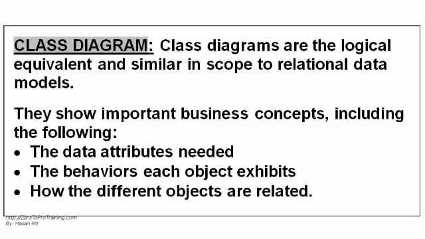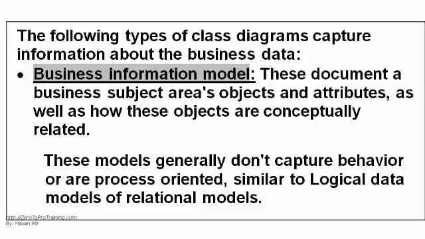Next, class diagram. Class diagrams are the logical equivalent and similar in scope to relational data models. They show important business concepts, including the following: the data attributes needed, the behaviors each object exhibits, and how the different objects are related. Next, the following types of class diagrams capture information about the business data. Business information model. These document business subject areas, objects and attributes, as well as how these objects are conceptually related. These models generally don't capture behavior or are process-oriented, similar to logical data models of relational models.